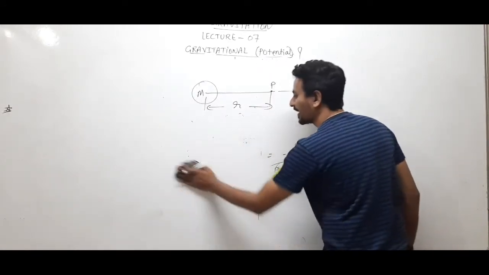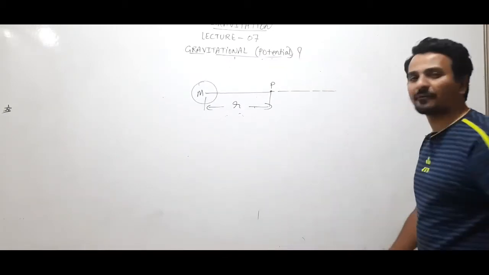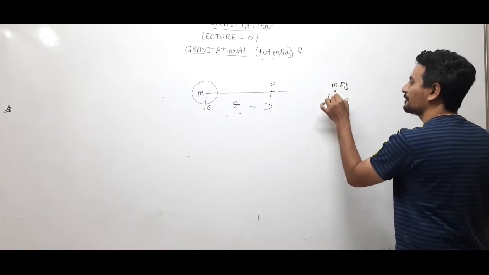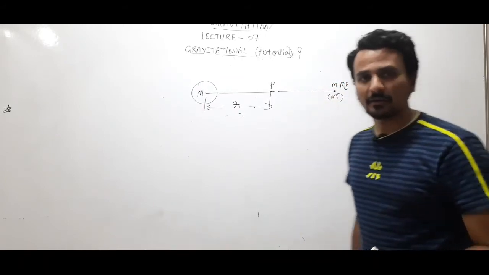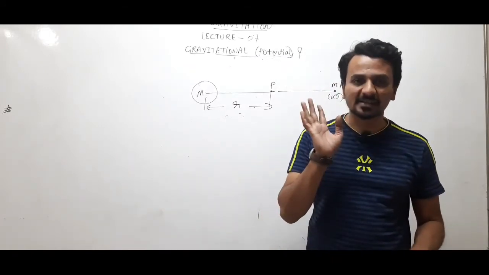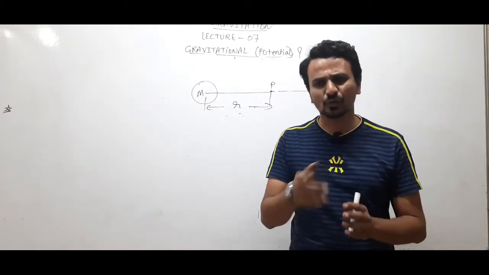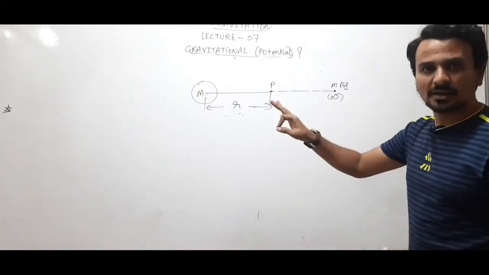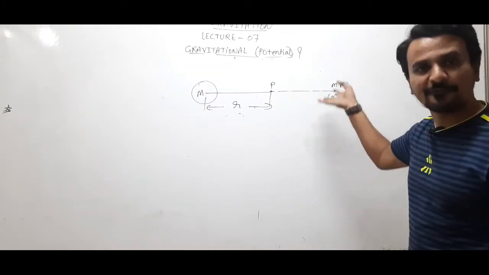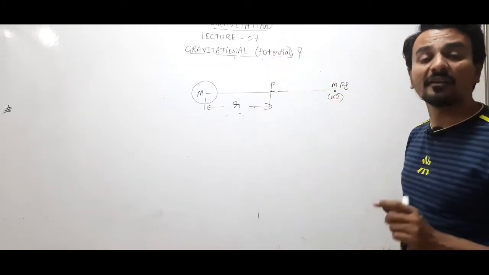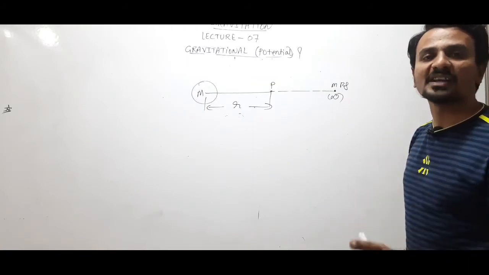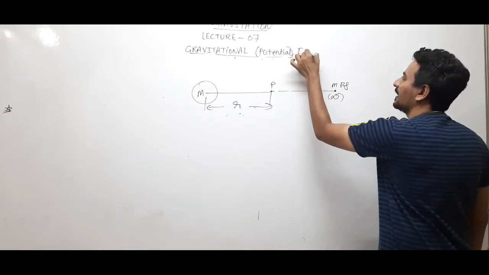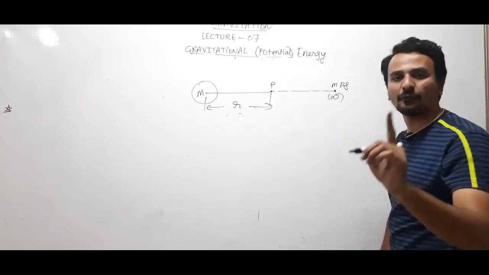Now, what if I am bringing a body other than a unit mass? That means, if now I am bringing a body of say m kilogram from infinite to P. Now I am not bringing a unit mass. I am bringing another body, that means 2 kilogram, 3 kilogram, 10 kilogram, 1000 kilogram. Then the work done to bring a body of mass m from infinite to a point P is defined as gravitational potential energy. The only difference between potential and potential energy is of mass.